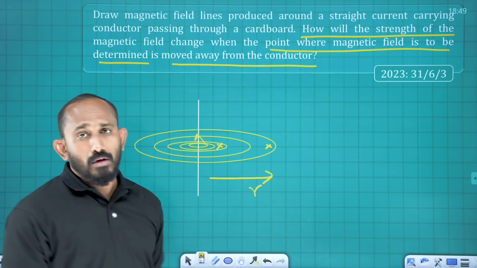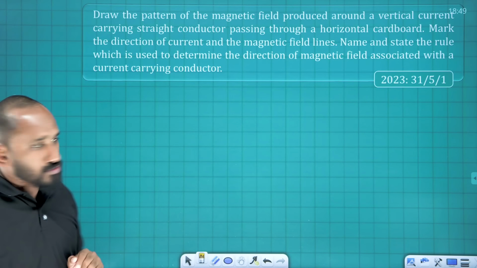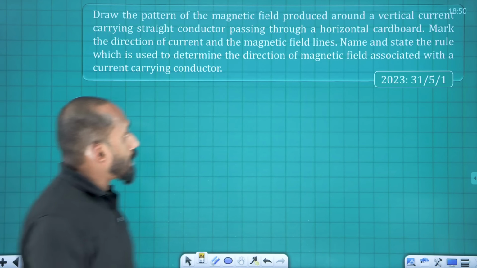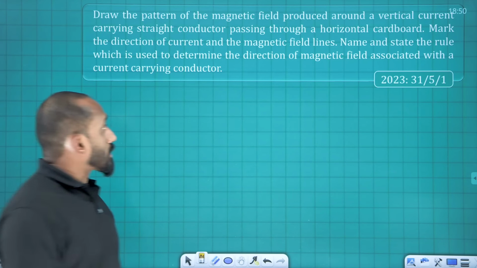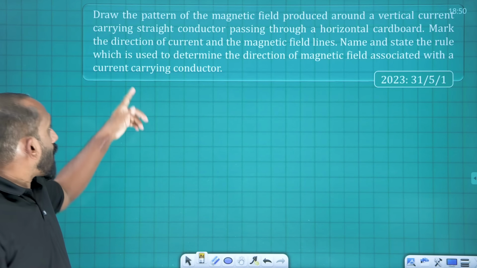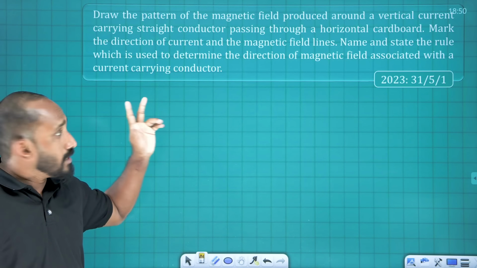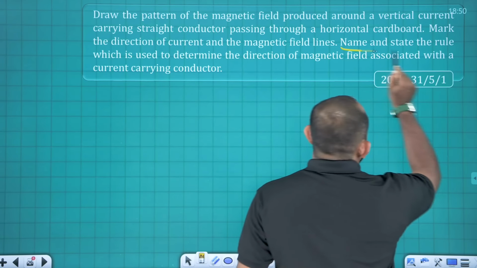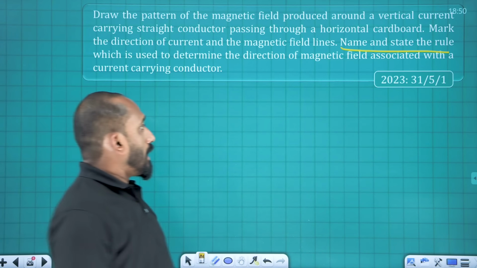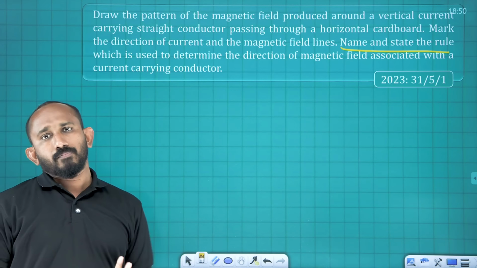Okay, another 3-mark question. So that same figure you have to draw here, then make sure of it. Next question, 3-mark question again. Draw the pattern of the magnetic field produced around a vertical current carrying straight conductor passing through a horizontal cardboard. Same, mark the direction of current and magnetic field lines. Then name and state the rule which is used to determine the direction of the magnetic field associated with a current carrying conductor. So it is the right hand thumb rule. Then you have to give the statement.